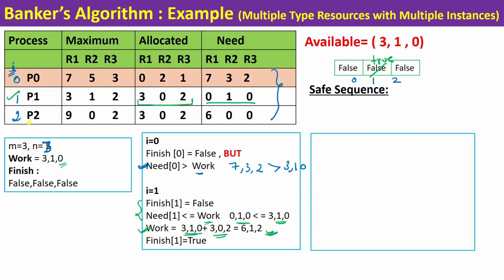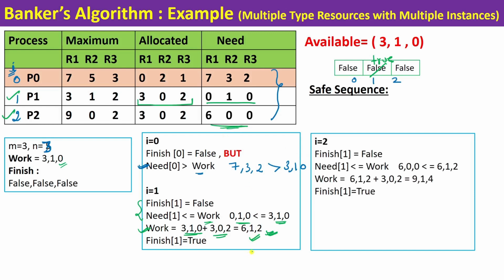Now let's go with P2 and check if we can satisfy this need with this number of resources or not. At I equal to 2, this is the need, and work is updated to 612. Here you can see this process is also not completed, so this is actually 2.